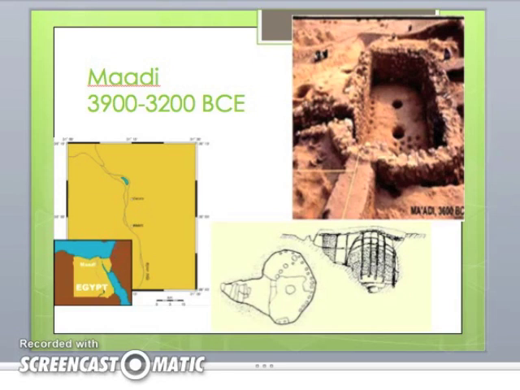Also at Madi, there's not really any standardization in house shape. We have oval shapes, we have round shapes, and we have square or rectangle shapes. So they didn't seem to be particularly picky about what their houses looked like. So if you remember the Natufian stuff, they were really set on the round structure. Here, of similar date, not quite so much.